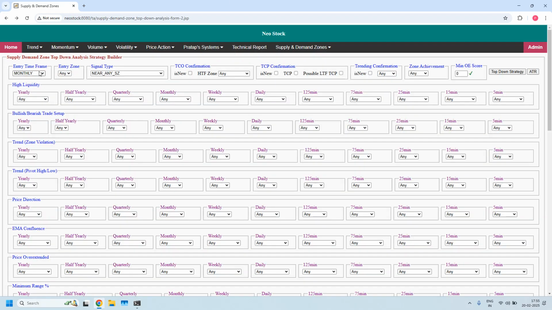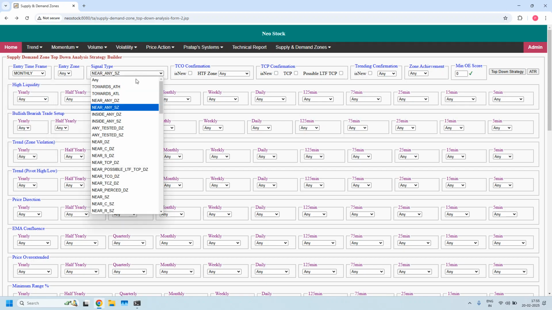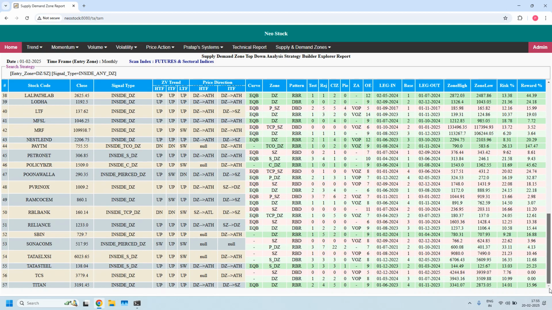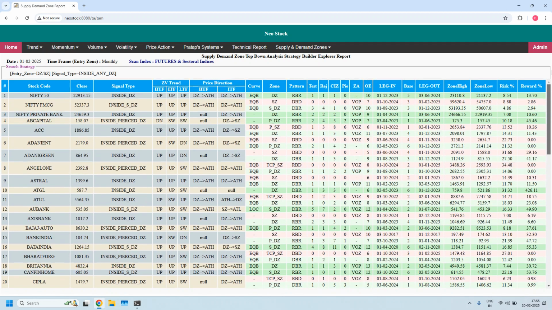Next, monthly time frame, price closed inside the monthly demand zone, we got 57 stocks. Out of these 57, first 20 stocks are in the list. I am scrolling the list down.